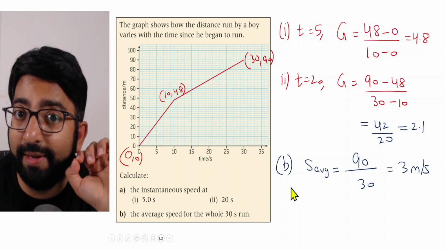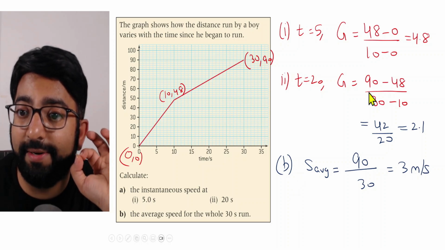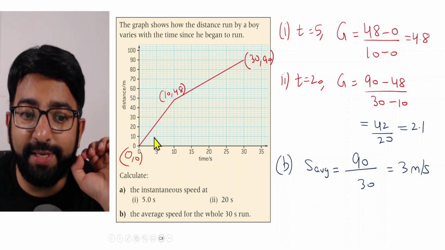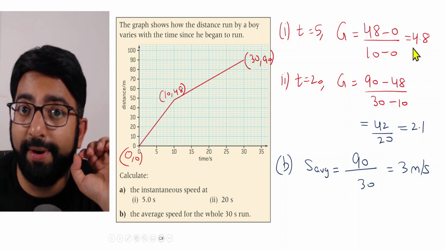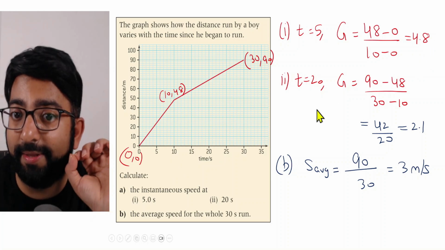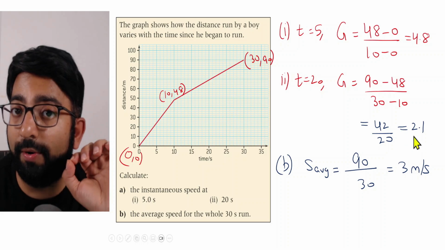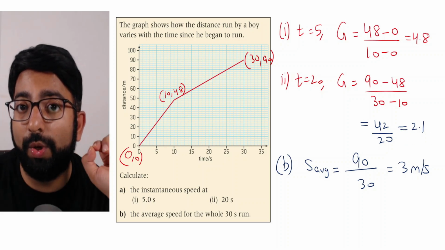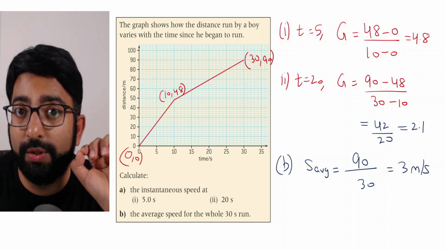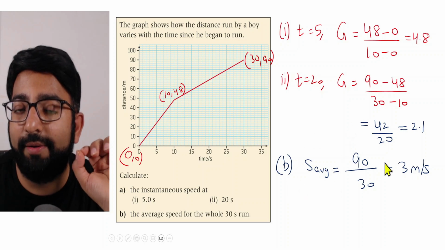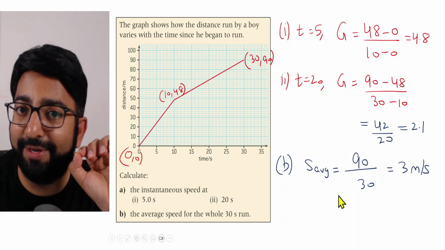Now you can clearly observe that the instantaneous speeds are not the same as the average speed. For the first 10 seconds, the instantaneous speed is 4.8, so the boy was moving faster compared to the next 20 seconds, when he was moving at 2.1 meters per second. But if you analyze the complete motion, what is that one constant speed with which we can assume the boy is moving? That is called the average speed, which in this case will be 3 meters per second.